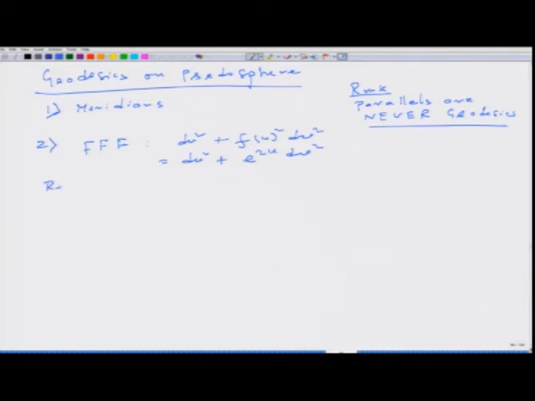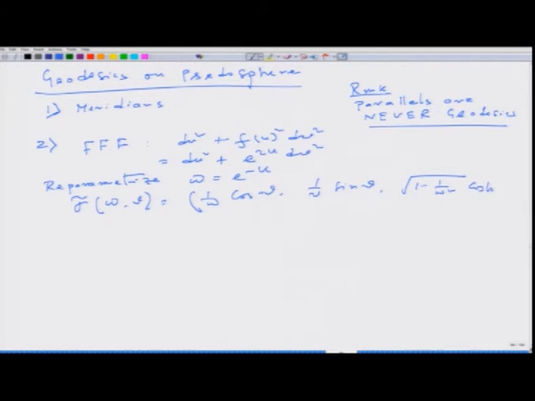I reparameterize this curve by putting w equal to e power minus u again. Then the surface looks like sigma(w, v) equal to (1/w cos v, 1/w sin v, 1 minus 1/w square cos hyperbolic inverse w). You check it, this is very easy.